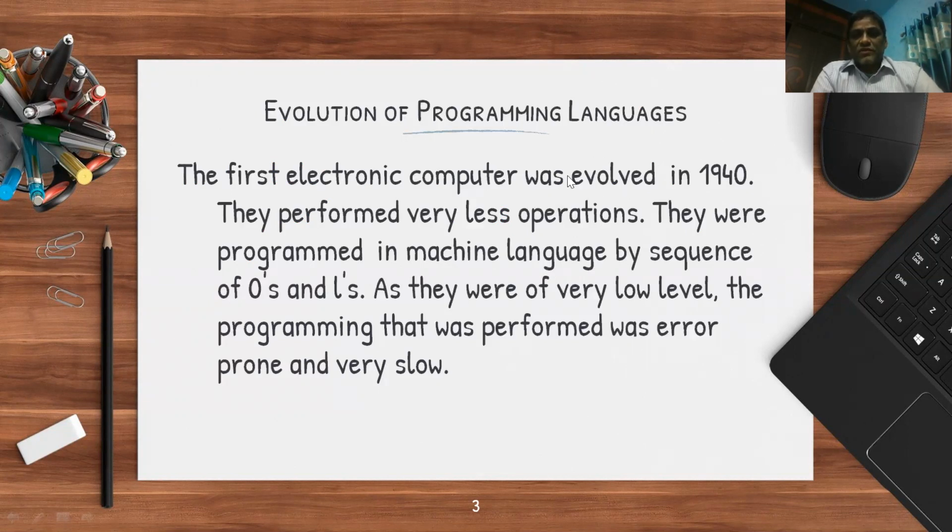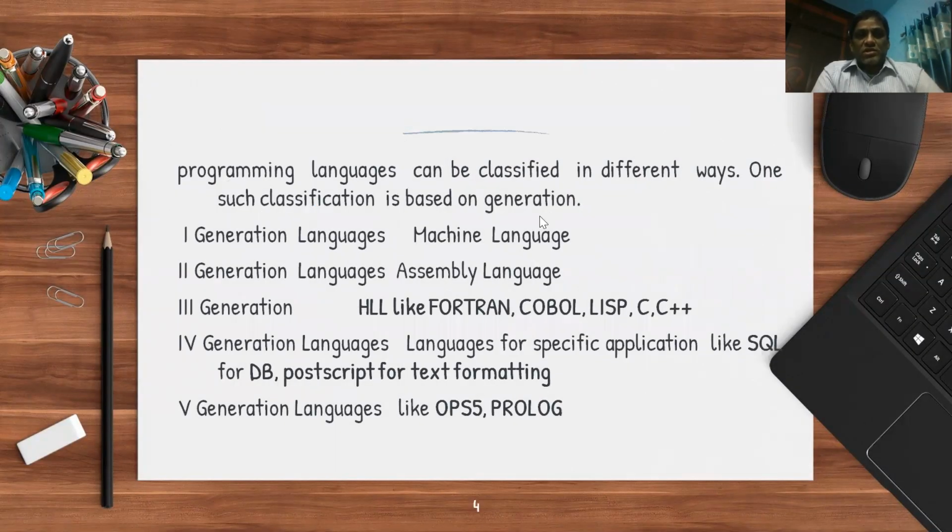So the evolution began in 1940 with the machine language invention. They are called first generation languages. The evolution began with first generation languages, which is machine language, which is comprised of zeros and ones only. That means if the programmer wants to write a program, it should be in terms of zeros and ones only. Everything will be written in machine language, in zeros and ones only.